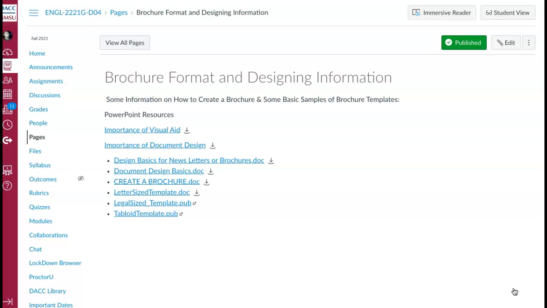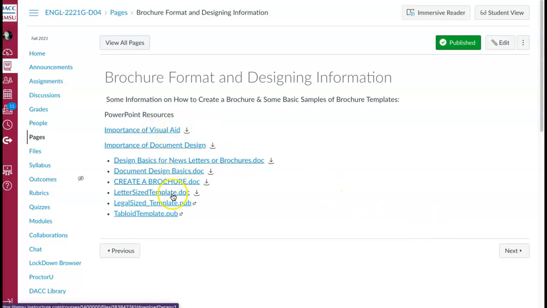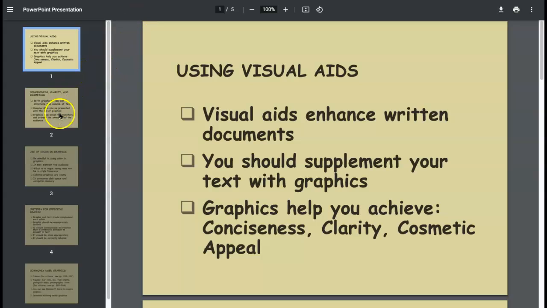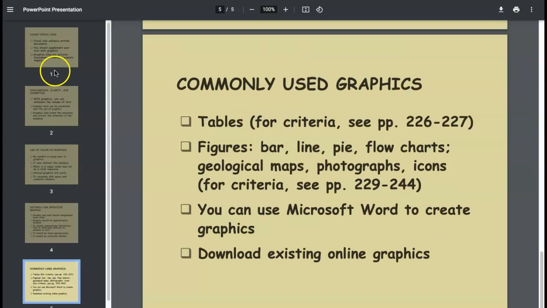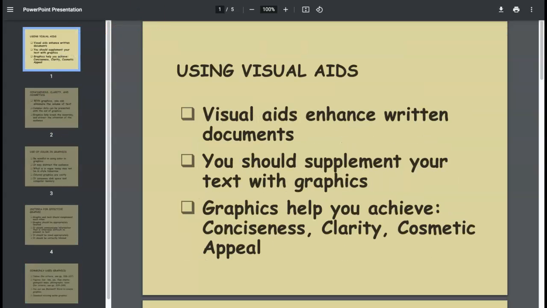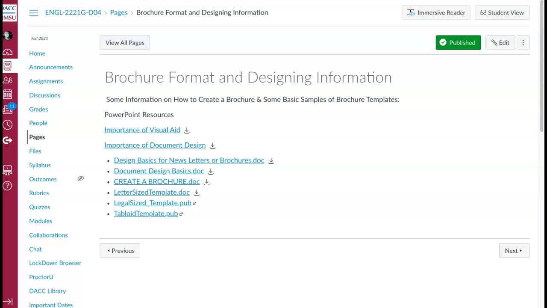Now we can move on to the last page. So basically, the last page has links to files that you can go ahead and look over. For example, the first one, the importance of visual aid. That's a PowerPoint presentation that talks about visual aids and graphics and things to keep in mind whenever you are using them in your brochure or document. So if you have any questions, please let me know.